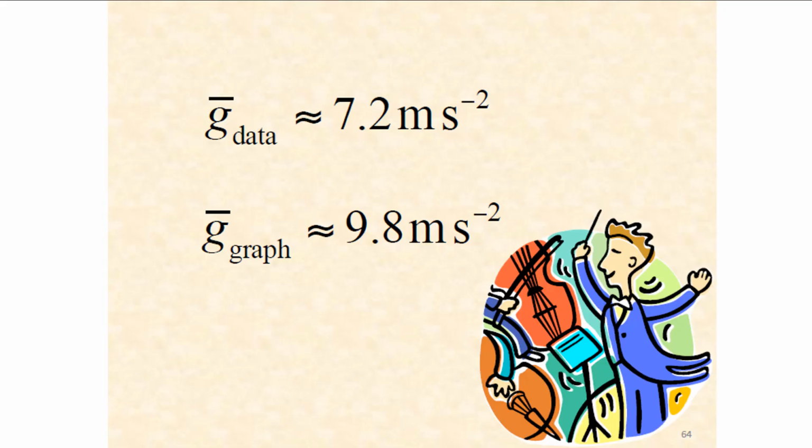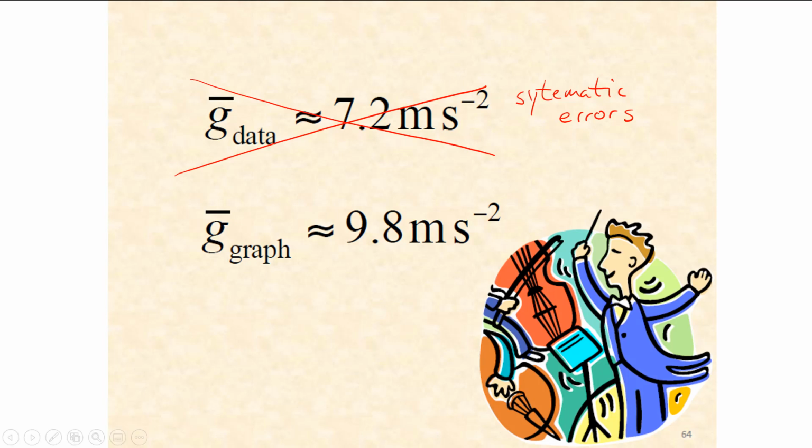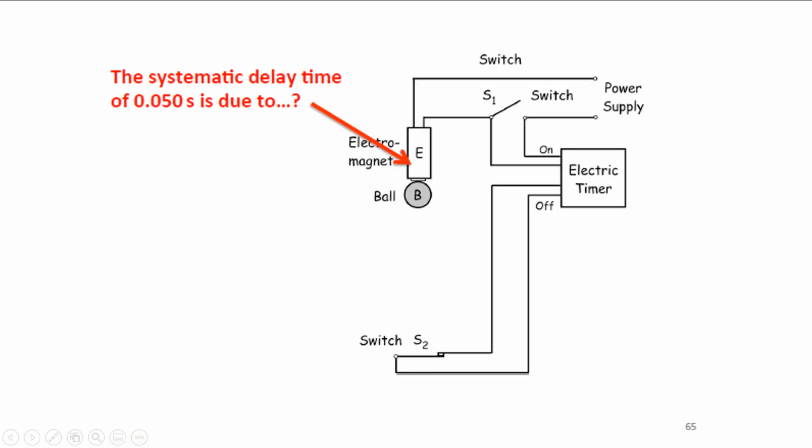So g from our data, if we just calculated it raw from our data, was quite far off. And this is because there are going to be systematic errors sometimes. But g from the graph ended up being quite accurate, because when we graph, the systematic errors do not affect the slope of the graph. There are always going to be errors, and there might be systematic errors. We have to try and figure those out and take those into account. And if we do find a systematic error, we can go back to our experiment and try and identify where that systematic error comes from. In this case, it was a delay in dropping the object from our electromagnet.